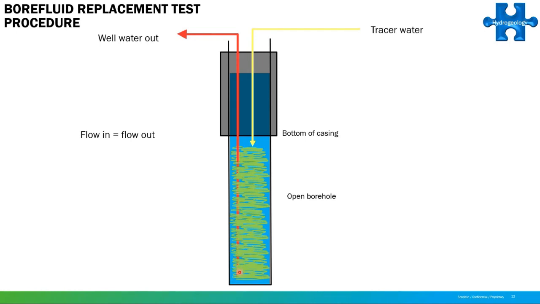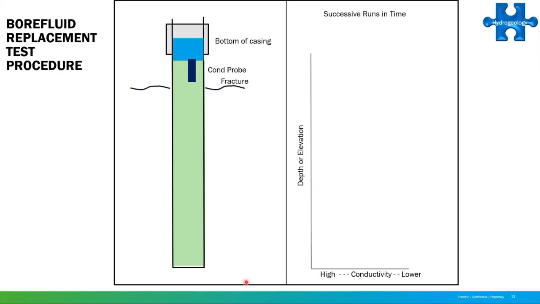We replace the borehole fluid with a tracer. This tracer can be DI water, or it can be slightly saline, depending on your regulatory environment. And you've got to work with your regulators on that. So keep this image in mind as I go to the next slide. Again, this is the bottom of the casing. This is the open borehole. We've replaced the water in it with a tracer. So that's the image on the left here.